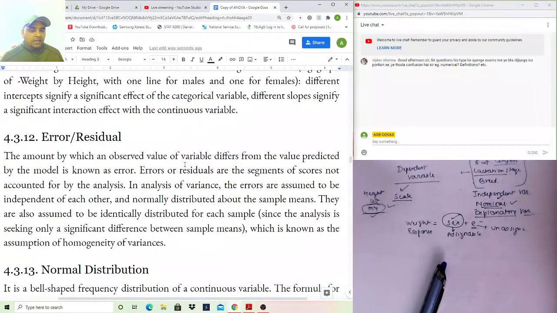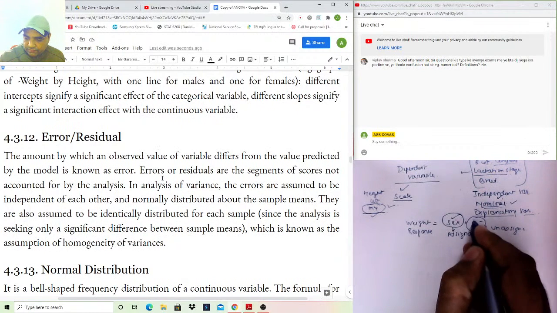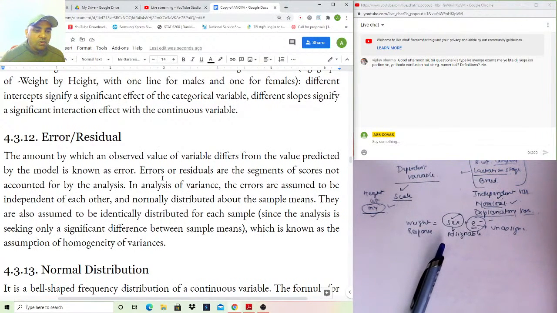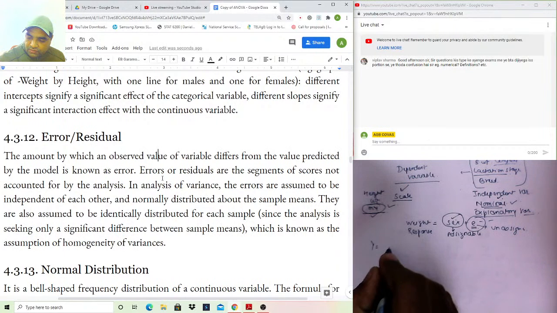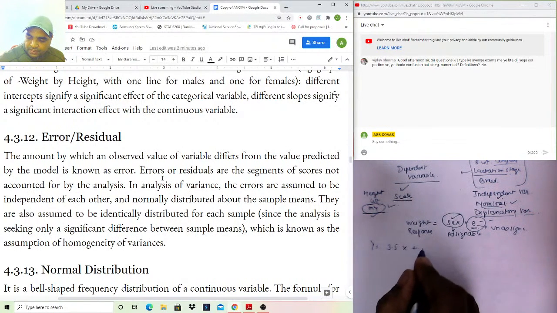Then comes your error or residual. Okay, so what is this error which I have described? The amount by which an observed value of a variable differs from the value predicted by the model is known as error. Say for example, you constructed a model, you found an equation that y is equal to 3.5 times x plus e.